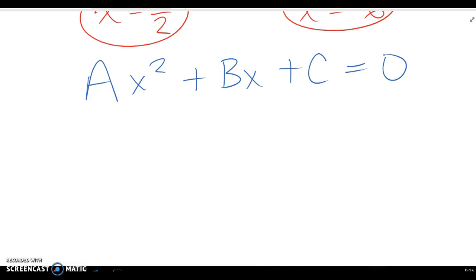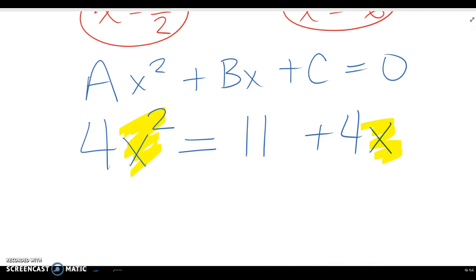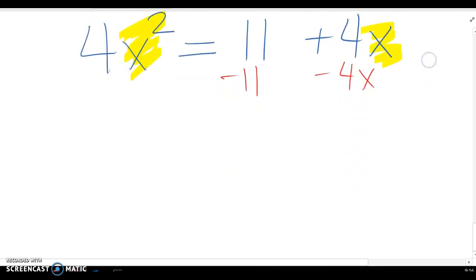When an equation cannot be factored, for example, 4x squared equals 11 plus 4x. This equation is not in our standard form, and it is not set equal to 0. We can't use square roots to solve it because it has an x squared and an x term, so we can't get x squared by itself, x squared equals a number. So we're going to have to use factoring or the quadratic formula. Let's get it set equal to 0. We're going to subtract 11 and subtract 4x from both sides.